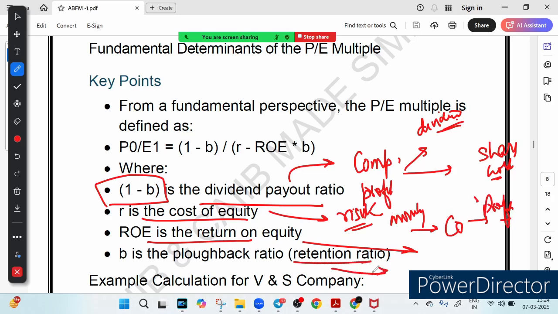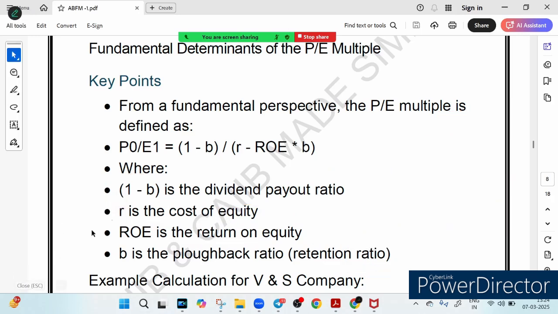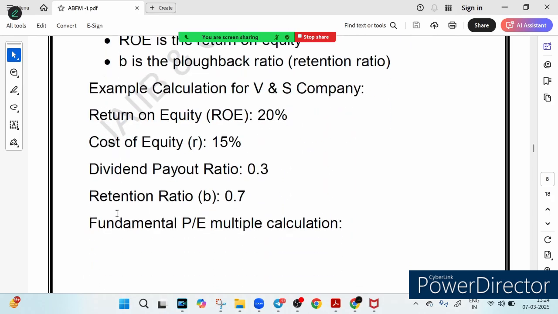And b is called plowback ratio or retention ratio. This is simply the part of profit the company keeps for reinvestment rather than giving out as dividend. So the part of the profit that the company keeps for reinvestment, it does not give as dividend. So a company with a high b is focused on growth. So let me give you some real life example to make this concept more clear. You can take the example of V&S company, right?